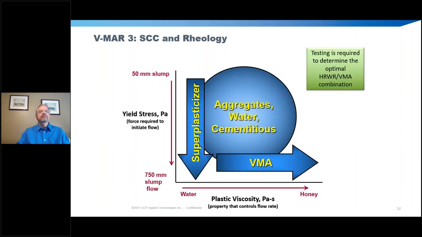Okay, so the key thing to remember here is you've got to test with self-consolidating concrete to see what the optimal amount of high range water reducer versus viscosity modifying admixture is. But basically, as the VMA goes up, you need more Super P to make it flow and to get a good flowing concrete. Because what a viscosity modifying admixture does is, if you think of it like water going toward honey, the more that you add.